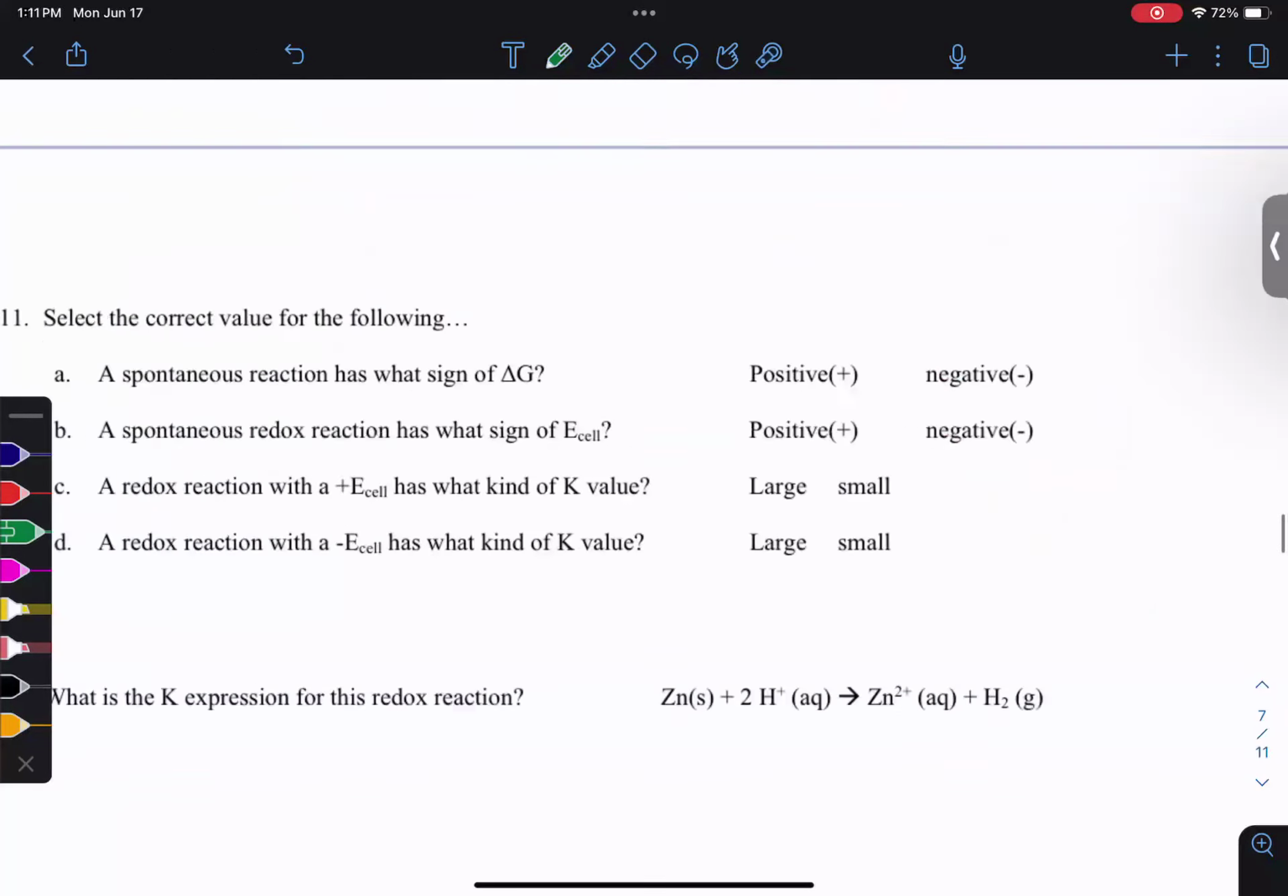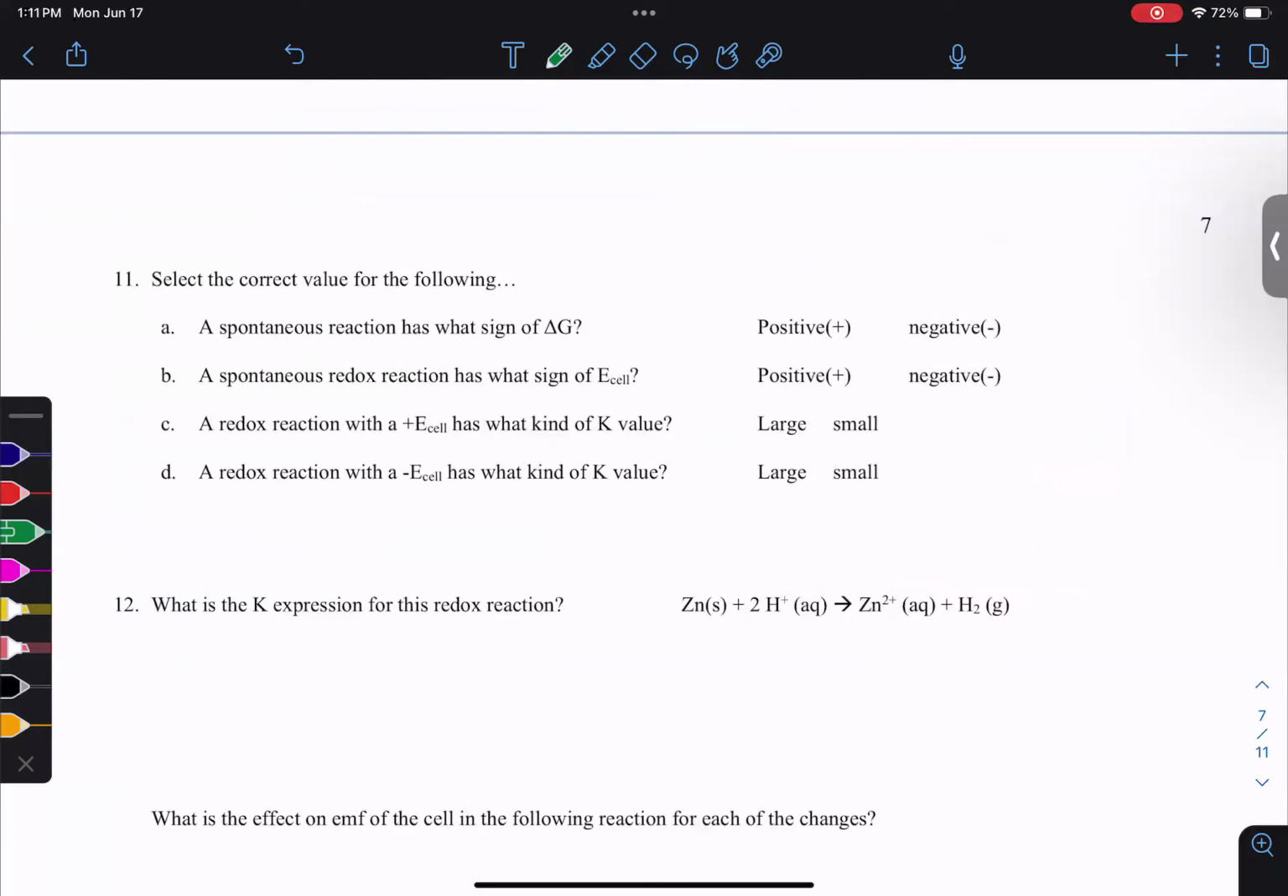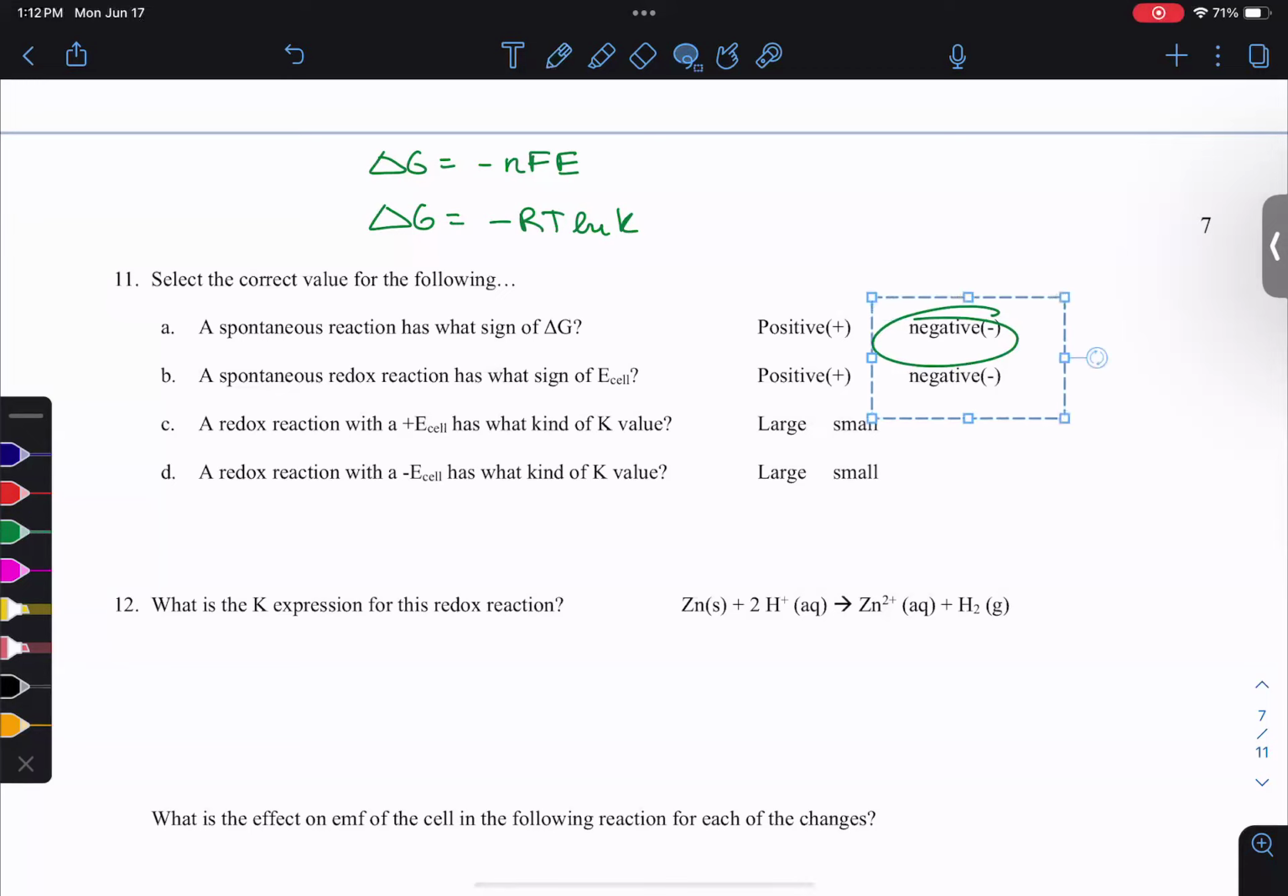Okay, conceptual stuff. All right, select the correct value for each of the following. Maybe what might help you is delta G equals negative nFE. Delta G equals negative RT ln K. That might help. So a spontaneous reaction has what sign of delta G? You just yell it out. Negative. Perfect. A spontaneous redox reaction has what sign of E cell?